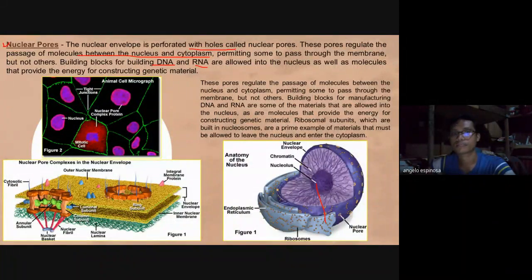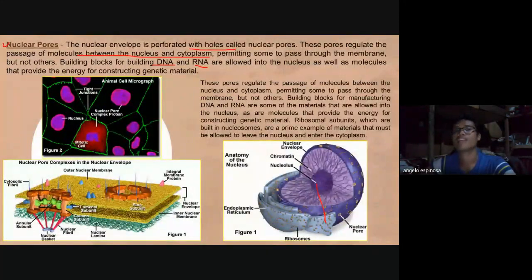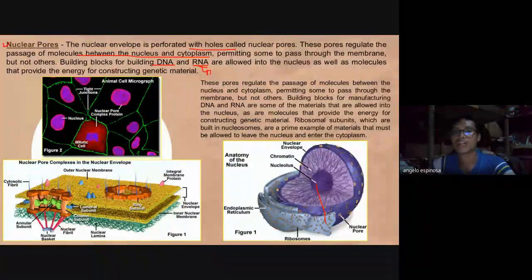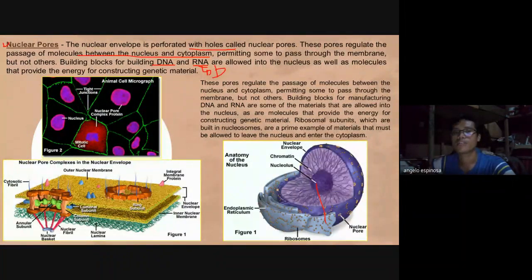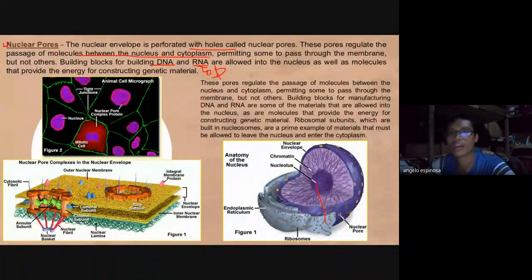And RNA is ribonucleic acid. Deoxyribonucleic acid is DNA and RNA is ribonucleic acid, which is composed of protein already. Okay, these are allowed into the nucleus as well as molecules that provide the energy for constructing genetic material. So that's it. Okay, so we have here the annular subunits.